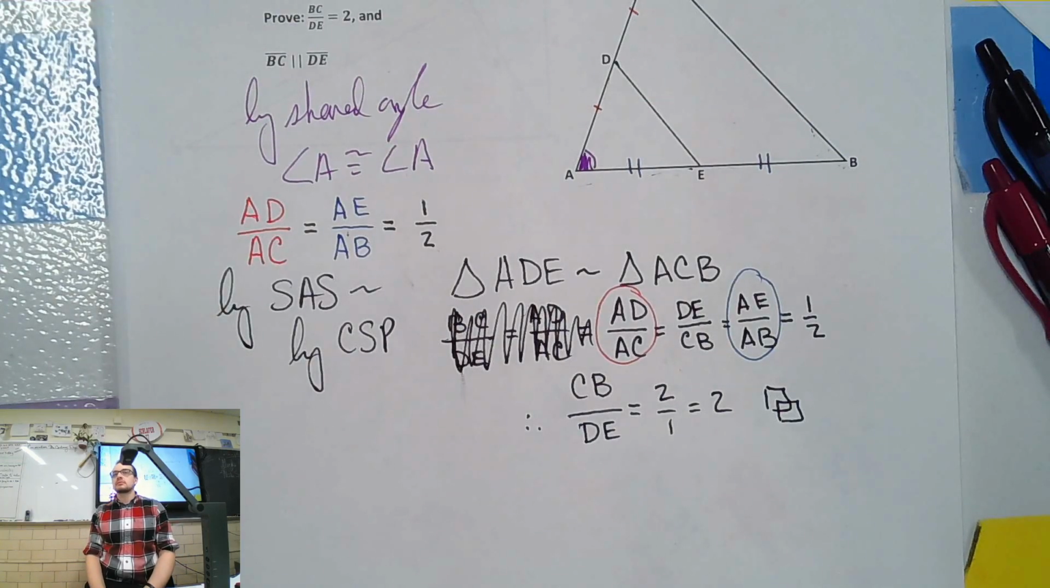That wasn't too bad, right? Again, it depends on which way you're going. Are you going from small to big? Then it's half. Are you going from big to small? It's double.